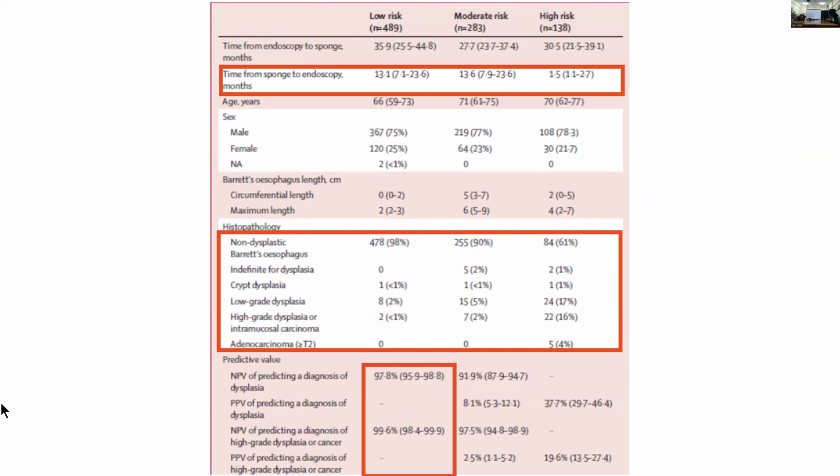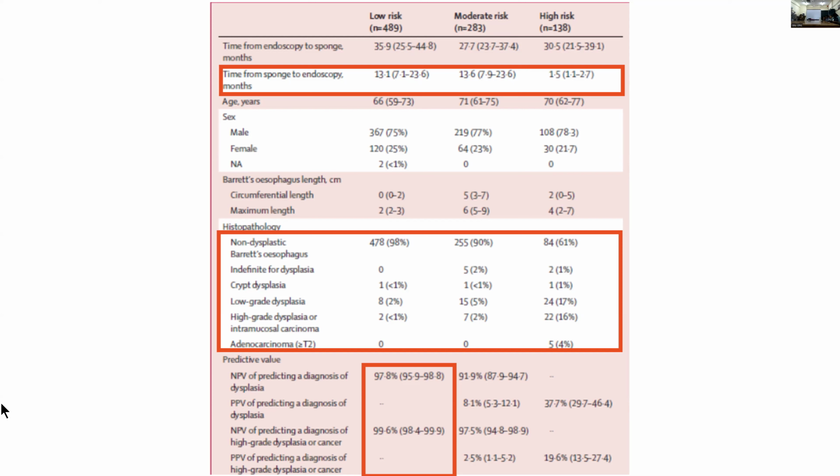Then from the capsule endoscopy to the second formal endoscopy, which would confirm the results of the capsule endoscopy, that was around 13 months for the low risk group and only 1 month for the high risk group. This is again because the treating physician was informed about the capsule results, so they prioritized endoscopies for the high risk group. There were no significant age or gender differences.